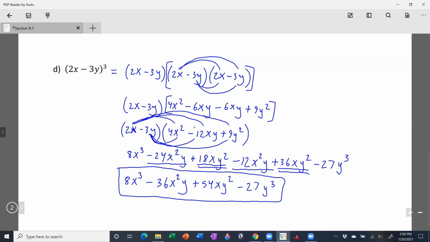Okay, so that finishes off section R1. Next, we'll be looking at section R2.